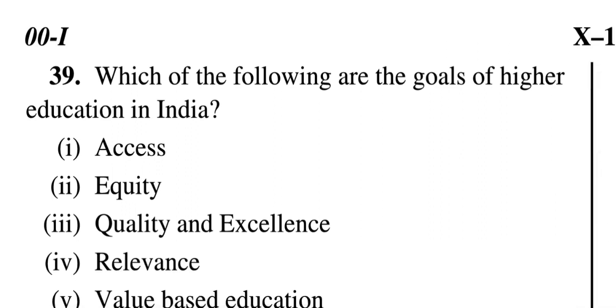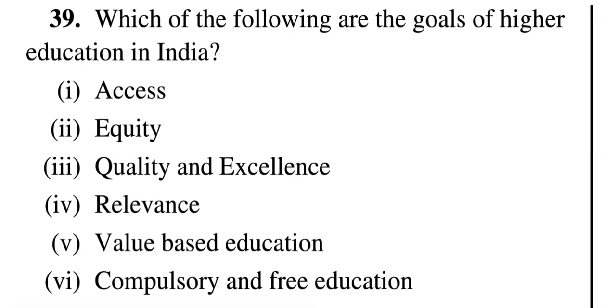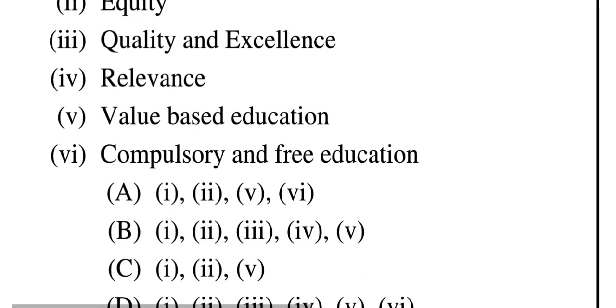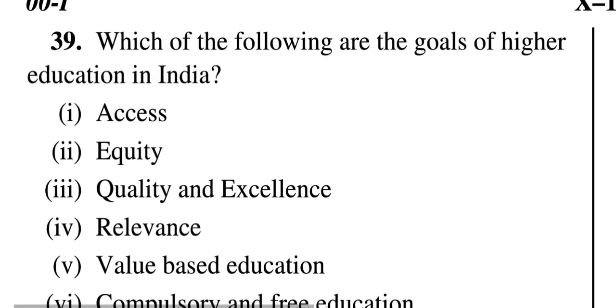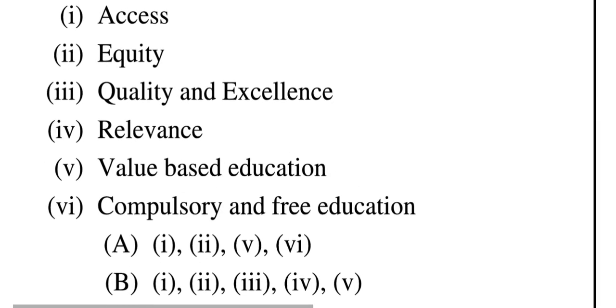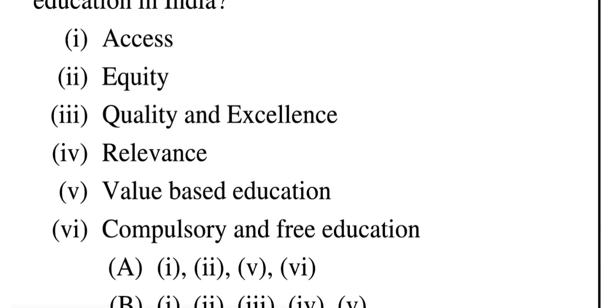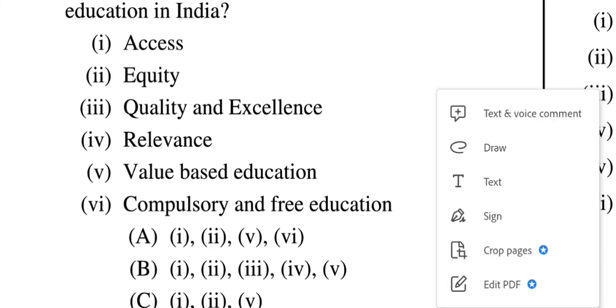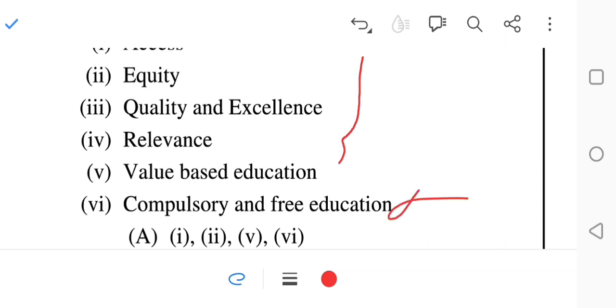39, which of the following are the goals of higher education in India? So many questions related to higher education will be asked, so study, do your own deep research. Access, equity, quality and excellence, relevance, value-based education, compulsory and free education. Correct answer of 39 will be B. That means 1, 2, 3, 4, 5. 6 is not the correct answer. All are okay except this.